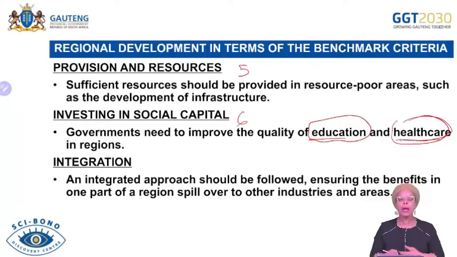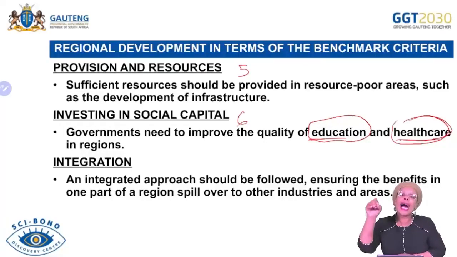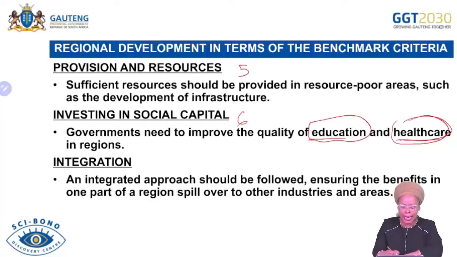Integration. This simply means that regional development should use an integrated approach where you find that the potential of a particular region is spilled over to another region. So an integrated approach should be followed, ensuring that the benefits in one part of a region spill over to industries and areas in another part.